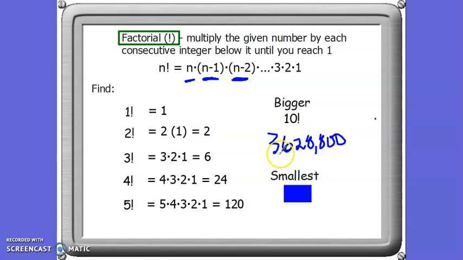3,628,800. You'll notice factorials get very large very fast. Well, that was a pretty big factorial. It's not the biggest, but a very big factorial.